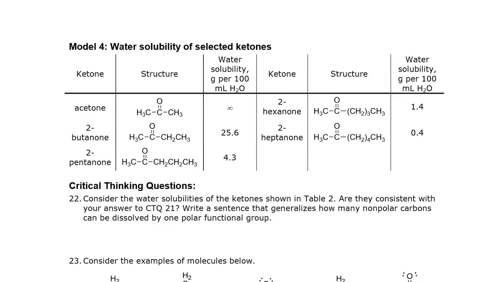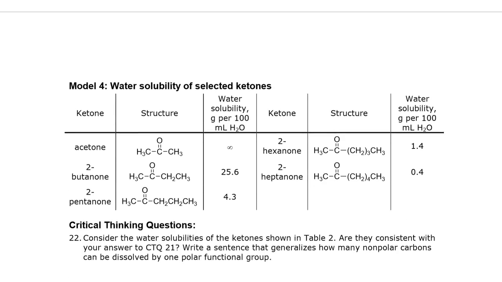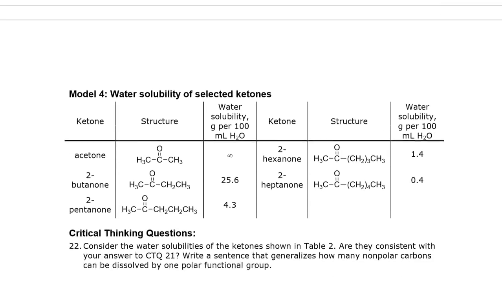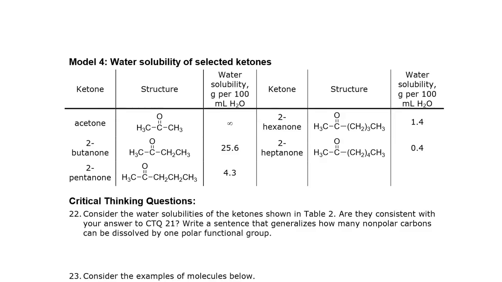So now we've got a new way to apply that. Model 4, water solubility of selected ketones. Ketones is a functional group we haven't seen before. We saw 4 different groups: amines, alcohols, ethers, and alkanes. This is a new one. So let's apply what we just learned about water solubility to this one. Is that consistent with the answer that you gave right here? Yes or no, and explain. Pause now.